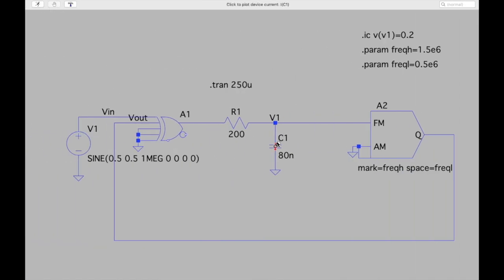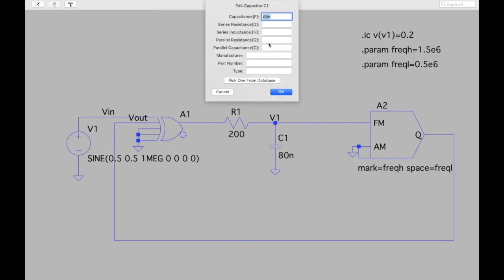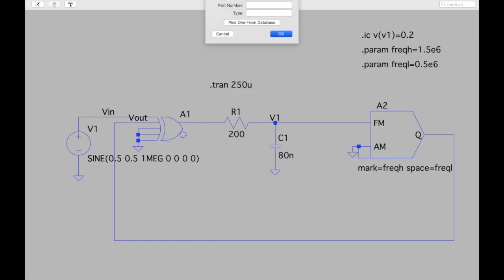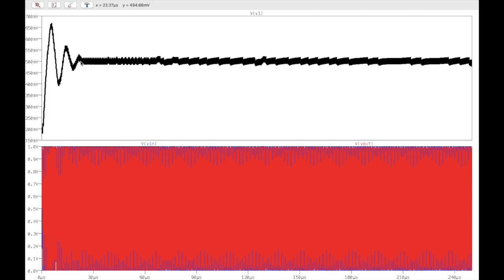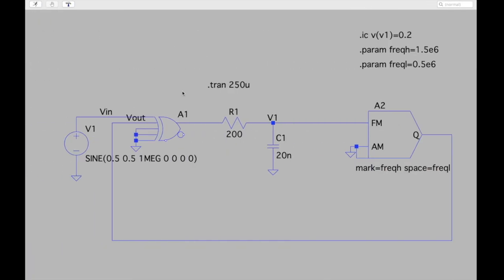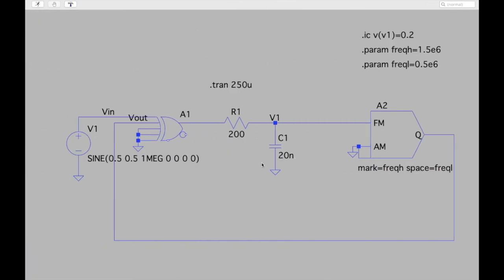Whereas if I make it very small, maybe just 20 nanofarad, we can see that yes, the settling time is very small, just 24 microseconds, but there is a lot of noise, the control voltage is still jumping. The average value is not very clean. So these are the consequences of increasing or decreasing the capacitor.